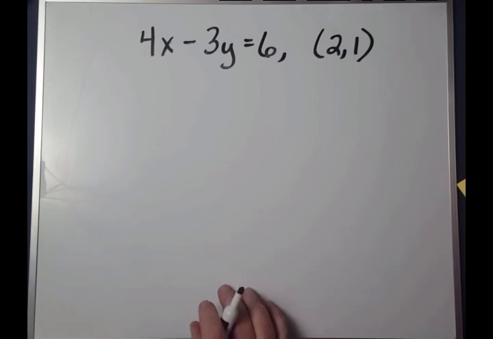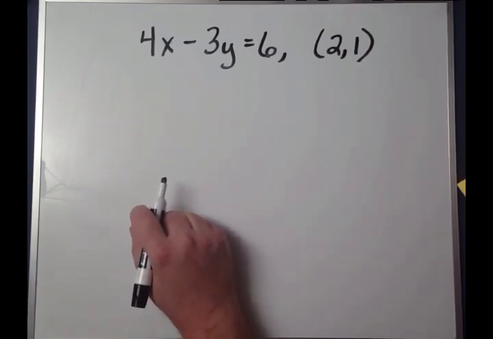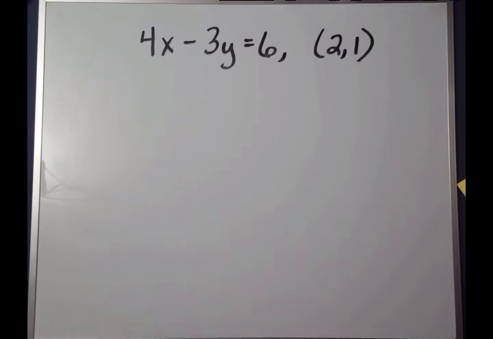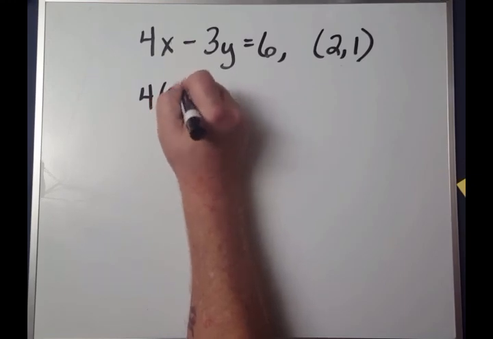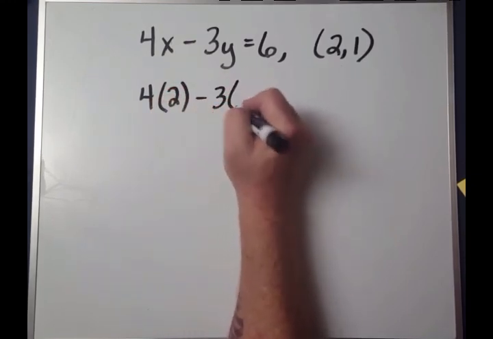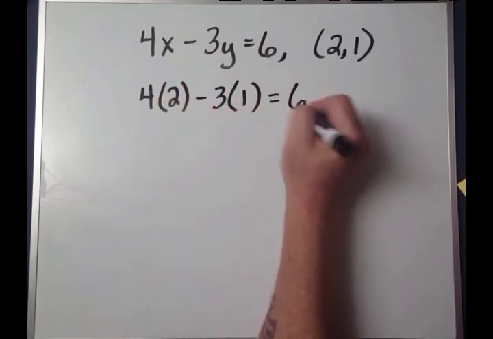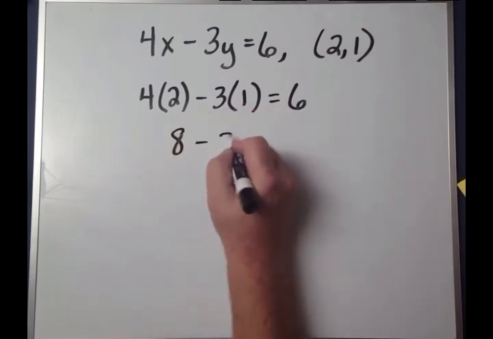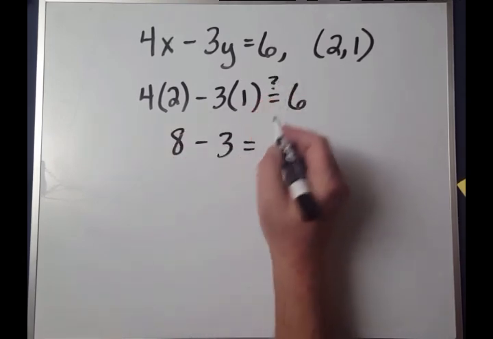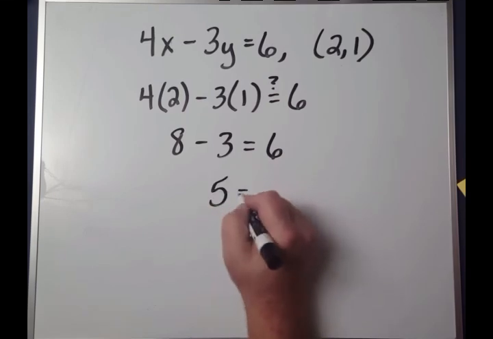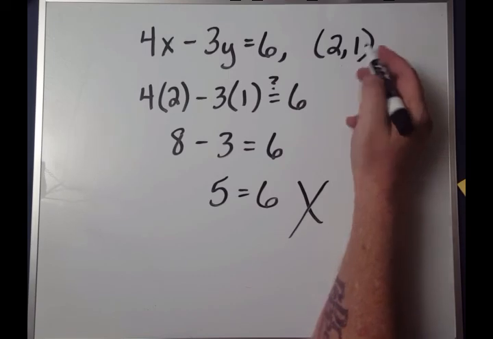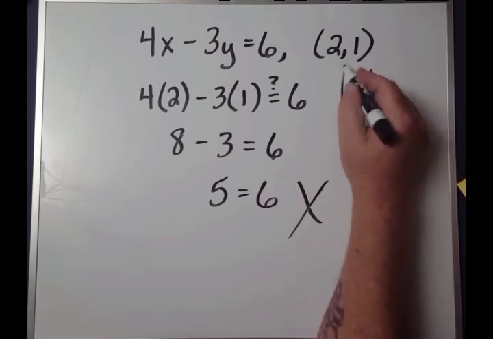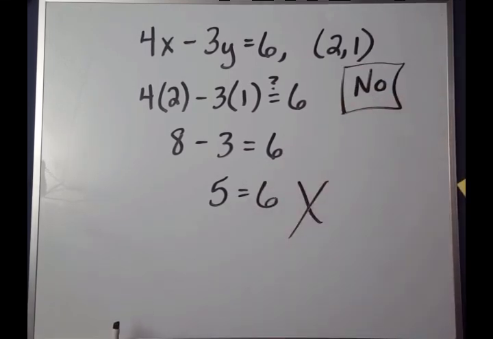Is this ordered pair a solution to this linear equation in two variables? When x is 2 and y is 1, does that give me a true statement? So we plug in and we check. And I'm sure you can already see what's happening here. That gives me a false statement. So is the ordered pair 2, 1 a solution to the given equation? No, it's not.